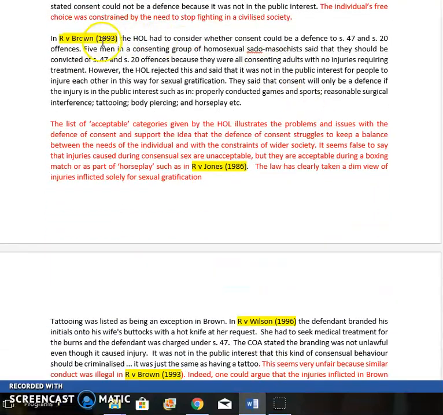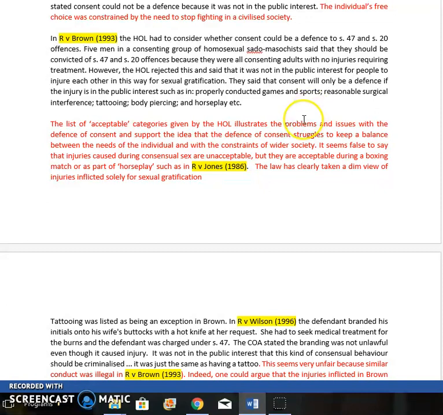We've then got the case of Brown, very famous House of Lords case, of course, involving a group of homosexual sadomasochists who had caused injuries which amounted to Section 47, Section 20 GBH. None of them required treatment, but the House of Lords said that they were not able to consent to this sexual intercourse and the vigorous acts that they were trying to consent to, because it wasn't in the public interest for people to injure each other in this way for sexual gratification.